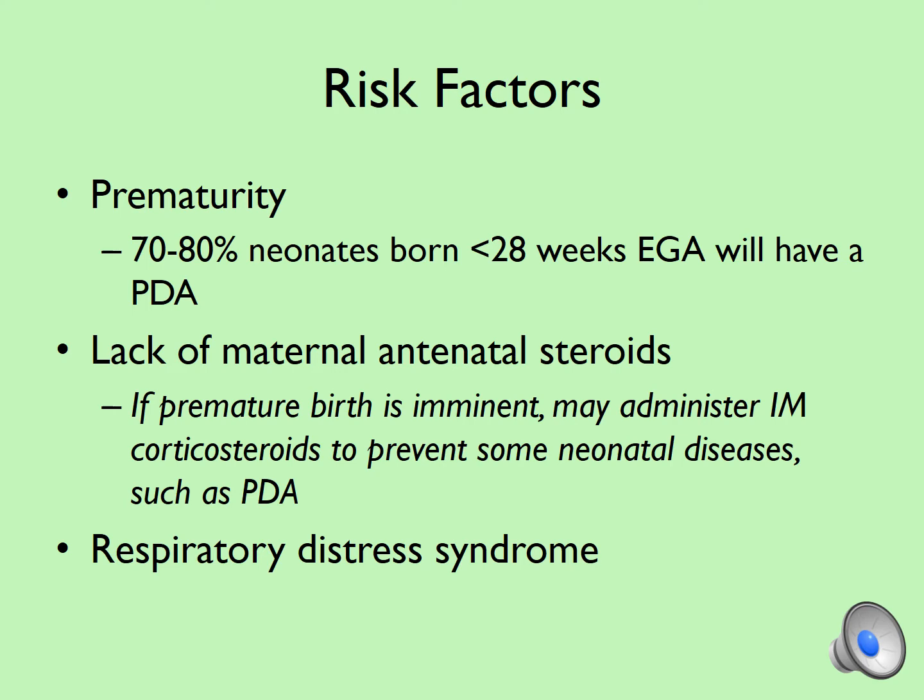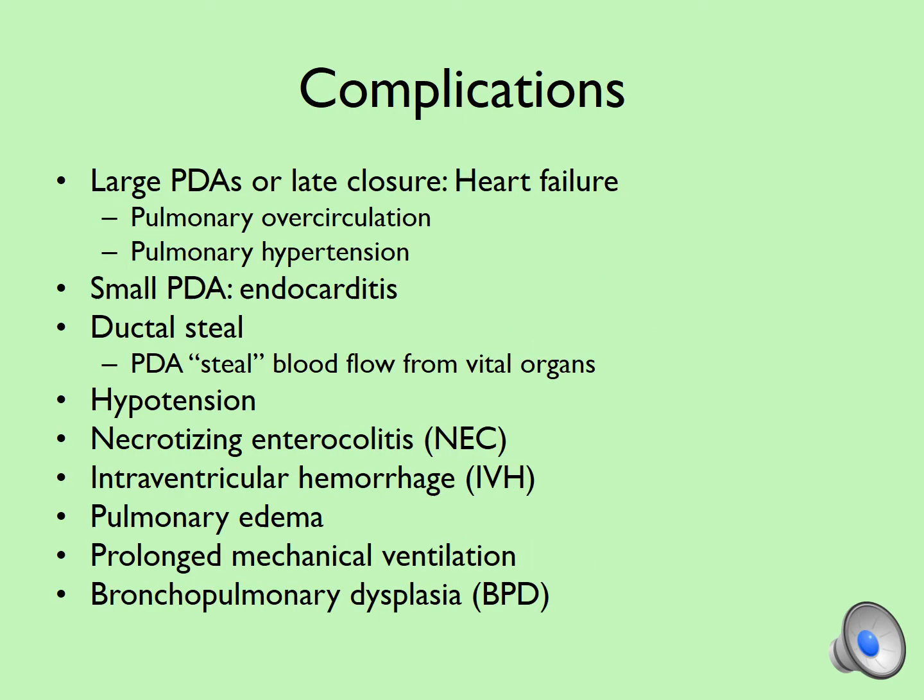So just to give a little bit of background on this, if a premature birth is imminent, practices will typically give the mom intramuscular corticosteroids to prevent neonatal diseases such as PDA and some lung diseases. So there's a whole bunch of indications for maternal antenatal steroids. And if they don't get that, that can increase the risk of PDA at birth. Additionally, respiratory distress syndrome, which is a common neonatal syndrome if they're born premature, can also be another cause or risk factor for PDA.